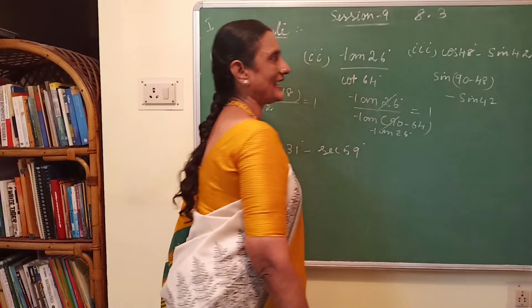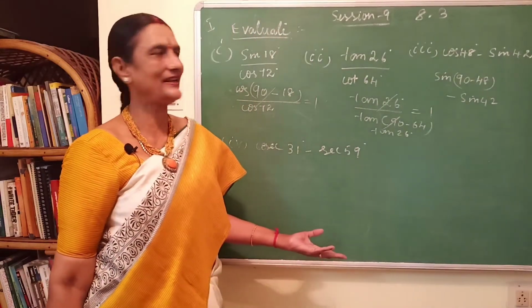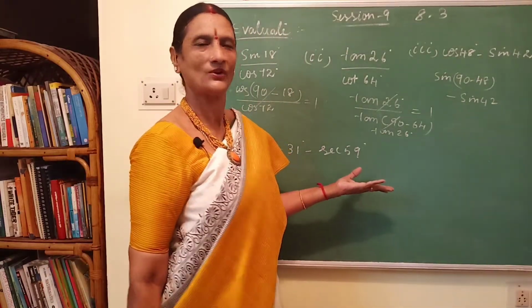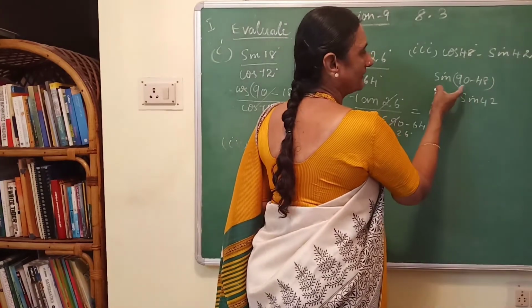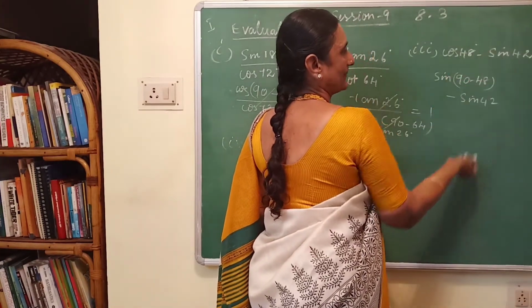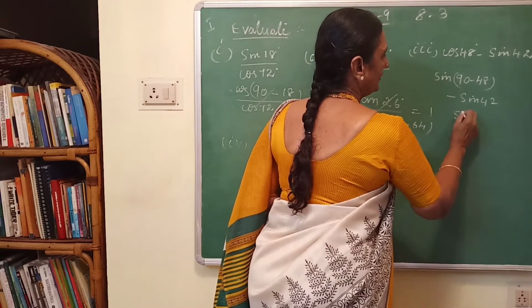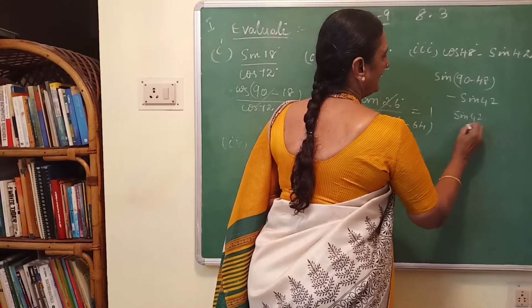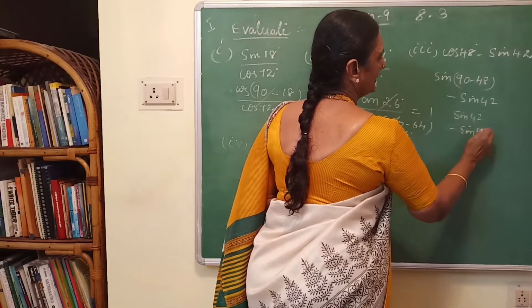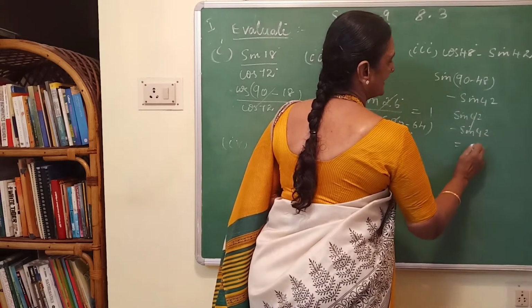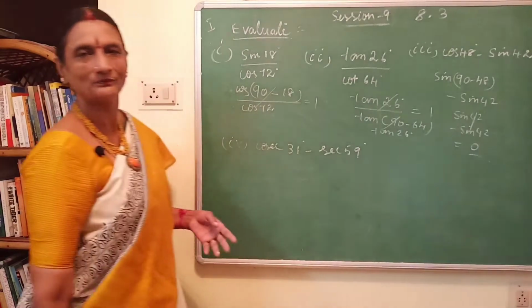Tell me what is sine of 90 minus 48? It is sine 42. Here you don't again bring in cos, we'll get the same sum only. So it is sine of 42 minus sine of 42. They both will get cancelled, giving you the answer 0.